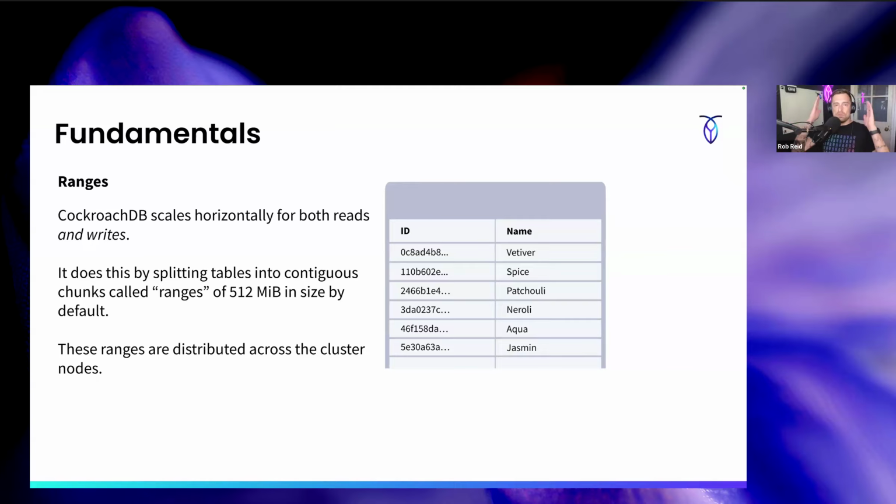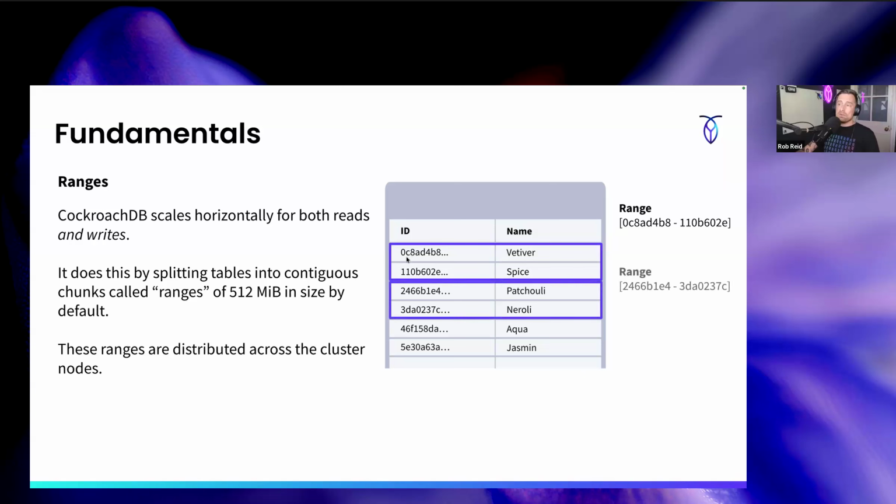So if you imagine you had a table, you flipped it on its side and you chopped it into pieces, those pieces are called ranges. And by default, a range is half a gigabyte in size. So think of it as about half a gigabyte blob of contiguous, sorted data. So in our example here, let's say this value 0C8AD, which contains the value vetiver, and all the way up to spice, which is 110. Notice how it's lexicographically sorted on the primary key. They are in one range. Then we've got another range which goes from 24 to 3D, and then 46 to 5E for the third range.